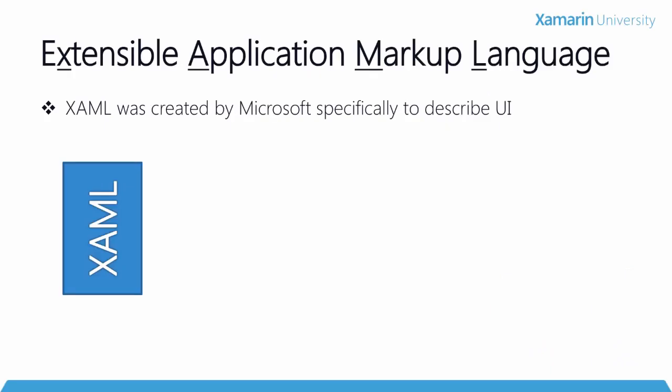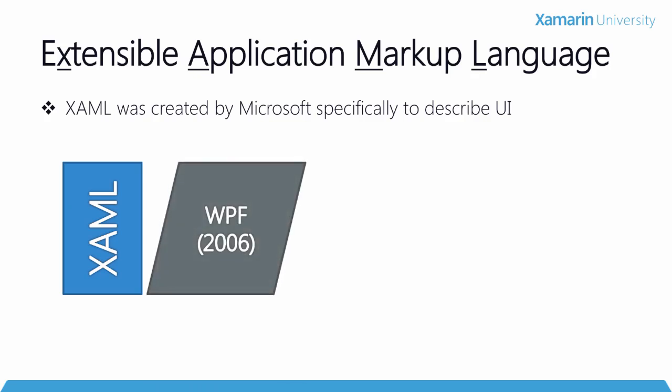So enter XAML. XAML stands for Extensible Application Markup Language, and it was created by Microsoft specifically to create UI graphs and things like Xamarin.Forms. Now, as I mentioned, XAML started life with the WPF project at Microsoft. This was finally released in 2006 as part of the .NET 3.0 or NetFX, which is a much better name, but the .NET 3.0 release.